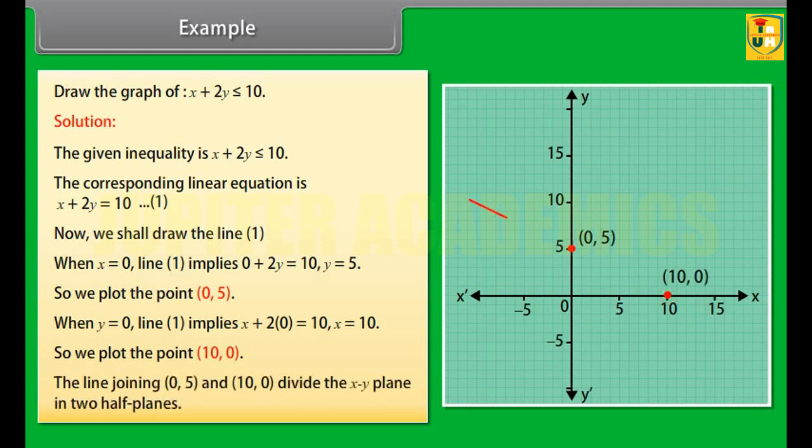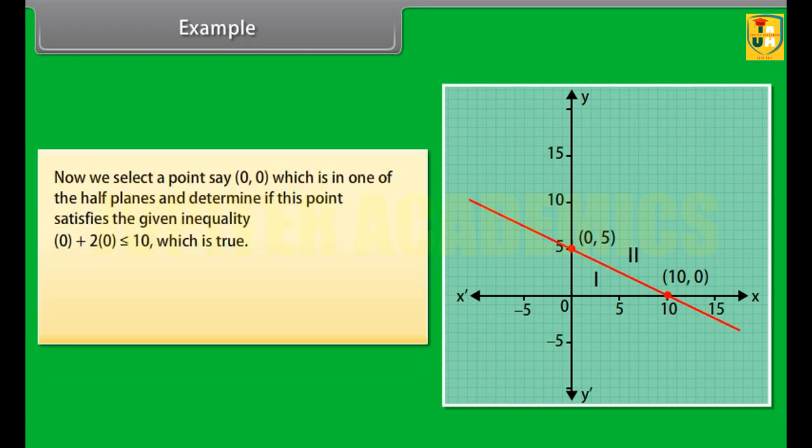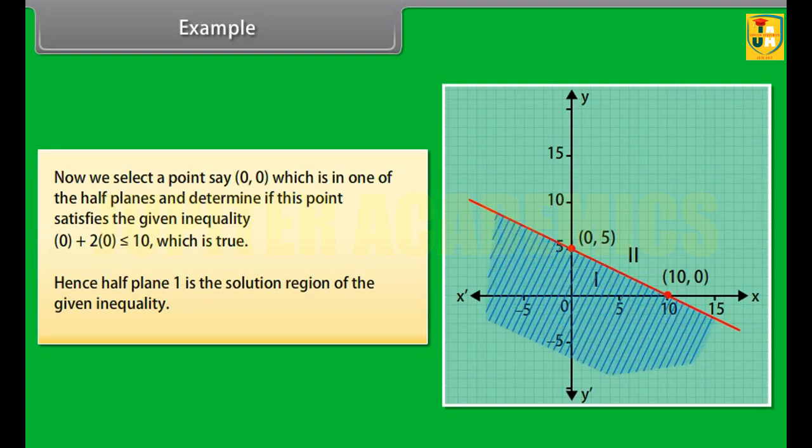The line joining 0, 5 and 10, 0 divides the xy plane into two half planes. Now we select a point, say 0, 0, which is in one of the half planes, and determine if this point satisfies the given inequality. 0 plus 2 into 0 less than or equal to 10, which is true. Hence, half plane 1 is the solution region of the given inequality.